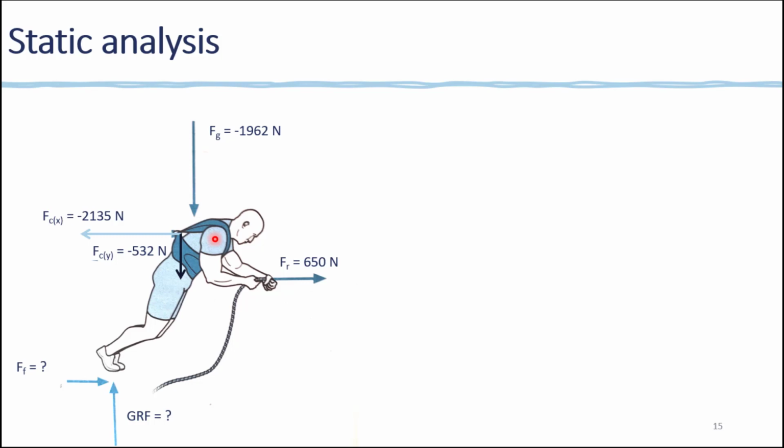Then we have the force of the rope pulling forward on Brian, which is 650 newtons forwards. And next we have the force from the cable pulling backwards on Brian. And this force is now broken down into its components. So we have a horizontal component of negative 2,135 newtons and a vertical component of negative 532 newtons. So now we're ready for the static equilibrium equations.